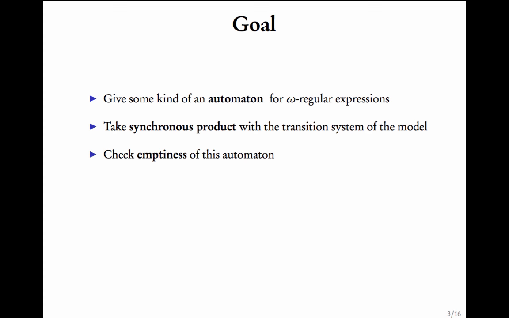So here we have a different story. We want an automaton model for omega regular expressions. That means for languages over infinite words. And then we want to take a similar product with the transition system. And then we want to be able to check the emptiness of this automaton.